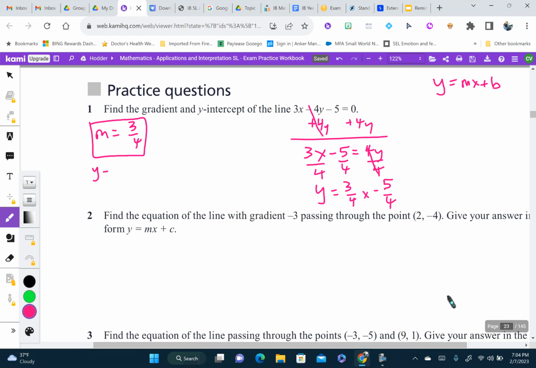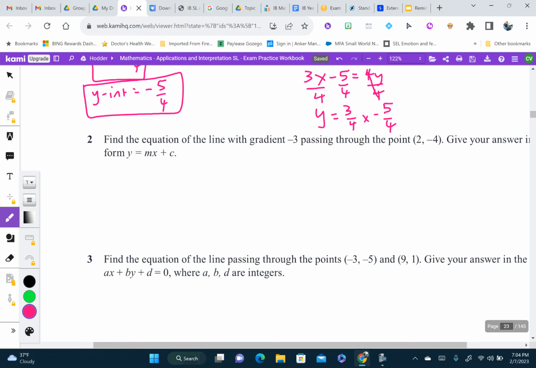It's y equals mx plus c, my bad. In the IB curriculum, that's what it's worded as. So our y-intercept is going to be equal to negative 5 over 4. Okay, so those are our two answers for this question.